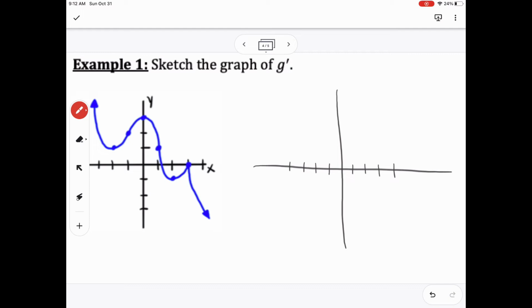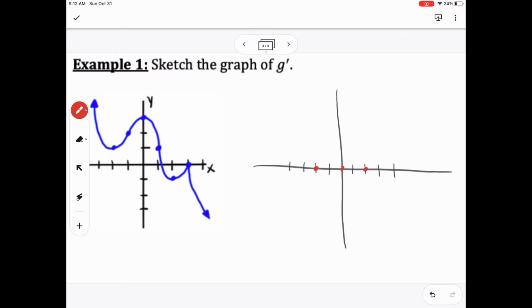So now let's try this out. If I'm given an original function of g, I want to sketch the graph of the derivative. So I look at my function and see where my slopes are 0 first. At negative 2, 0, and 2, they all are at local mins and maxes. So that means our slope is 0 at those points. I'm going to draw points on the graph that represent that.